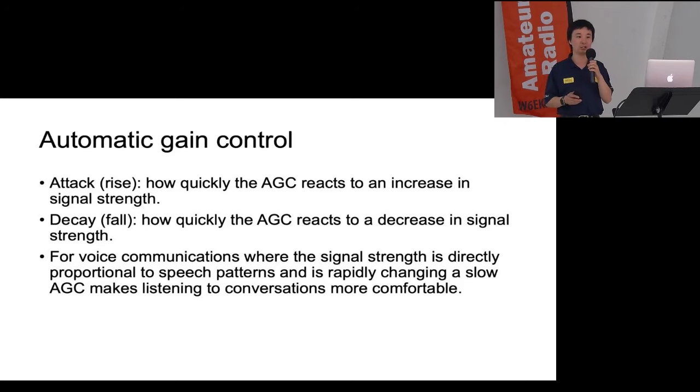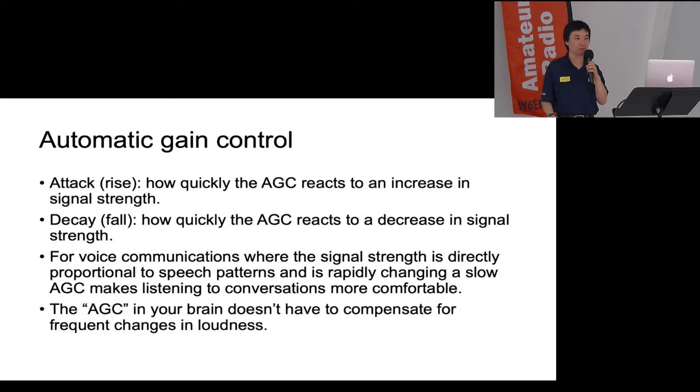For voice communications, the signal is directly proportional to speech pattern, and it's rapidly changing. So a slow AGC makes listening to conversations a lot more comfortable. And why is that? Your brain also has an automatic gain control, believe it or not. And it's attempting to basically normalize the amount of stimulus coming in. So if you set the AGC too fast, you leave it to your brain to compensate for the frequent changes of loudness, which people often refer to as sounding tiring, or it might even give some people a headache when the voice is real quiet and real loud and real quiet and real loud all of a sudden.